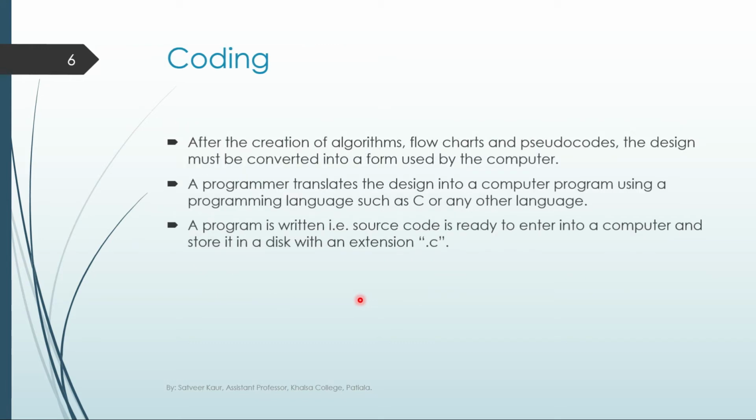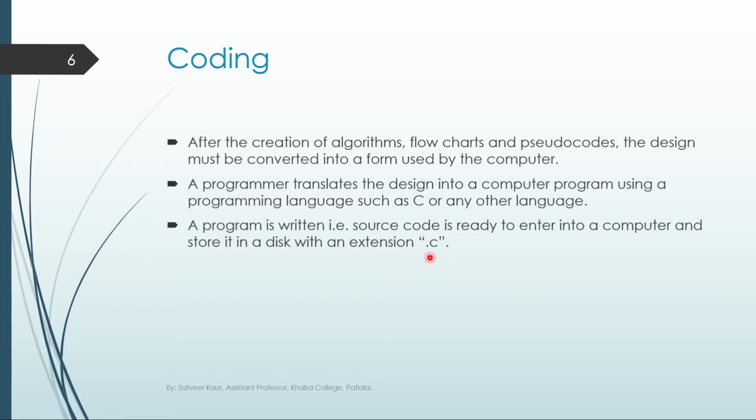The next step is coding. After the creation of algorithms, flowcharts and pseudocodes, the design must be converted into a form that can be used by the computer. So a programmer translates the design into a computer program using a programming language such as C or any other language. When a program is written, that is called source code, and it is ready to enter into a computer and store it in a disk with an extension .c.